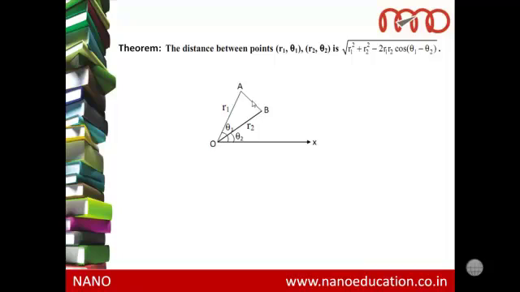Now if you observe the triangle AOB, we know side OA, we know side OB, and we also know angle AOB, which is theta 1 minus theta 2. So happily, to get AB, we can apply the cosine rule in the triangle AOB. AB square will be equal to OA square plus OB square minus 2 OA OB cos of angle AOB.